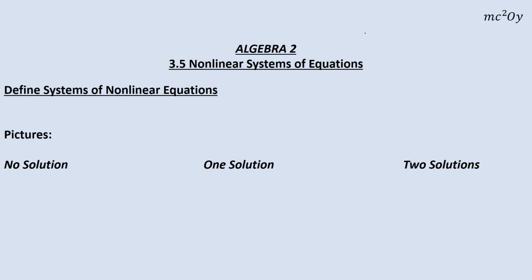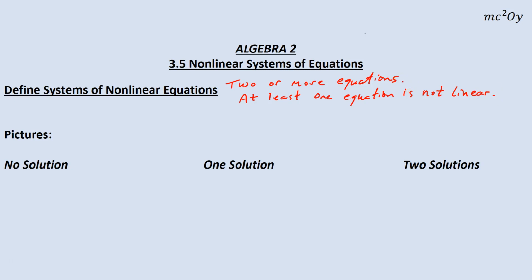Okay, we're going to talk about 3.5 nonlinear systems of equations and define systems of nonlinear equations. Well, really that system means you have two or more equations. And if it's nonlinear, that means at least one equation is not linear. All right, so nonlinear systems.